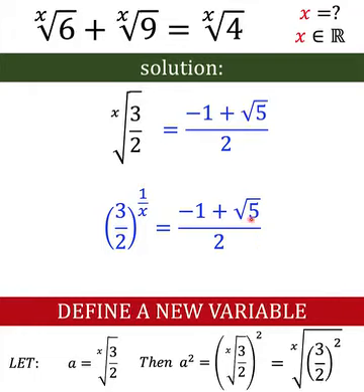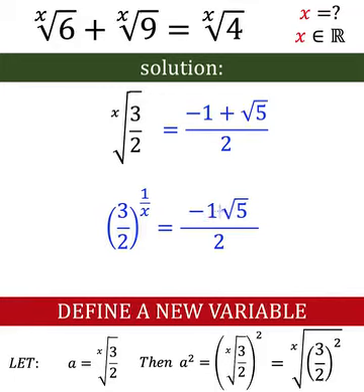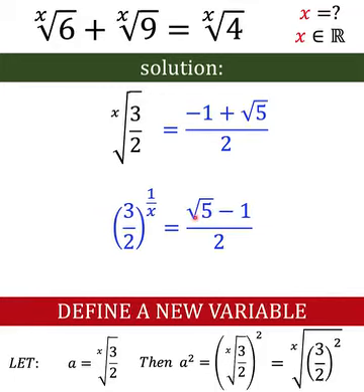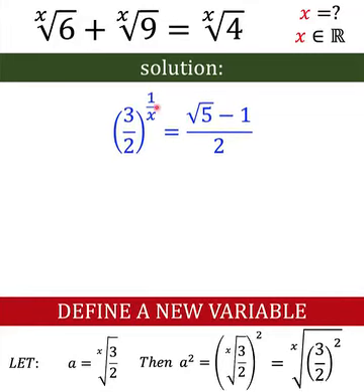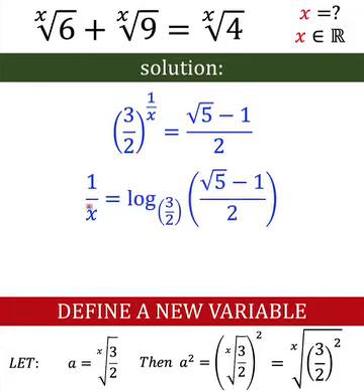Let's write this so that we can do away with the negative sign here. Let's write this as square root of 5 minus 1. They're just the same. So we are now solving here for x, and x is an exponent. So we can recall our logarithm. This exponent 1 over x is equal to the logarithm of square root of 5 minus 1 all over 2 to the base 3 halves.